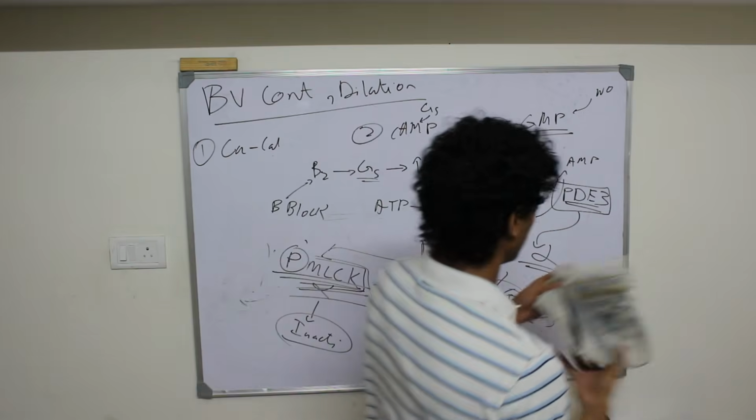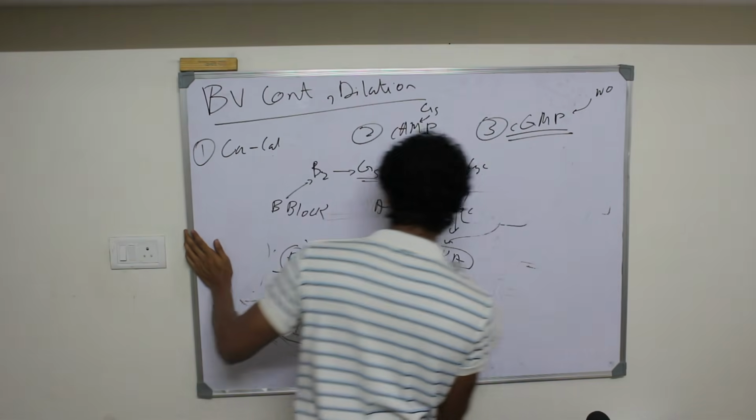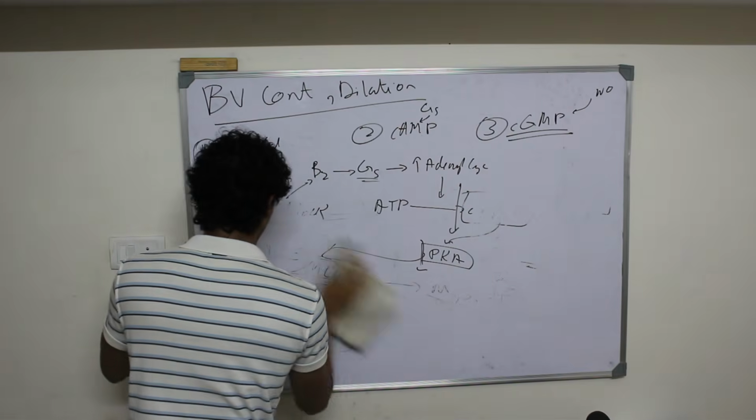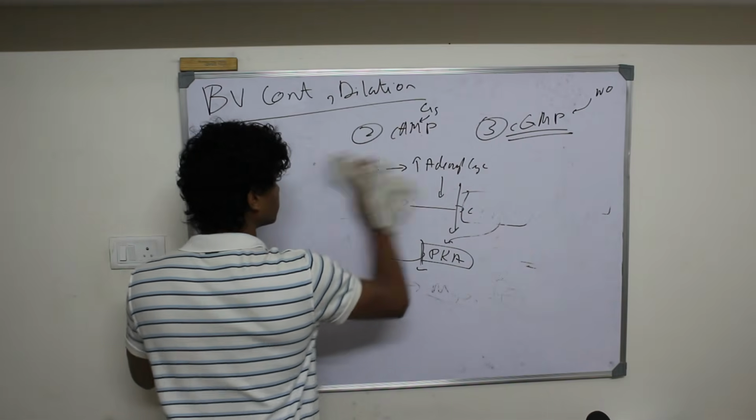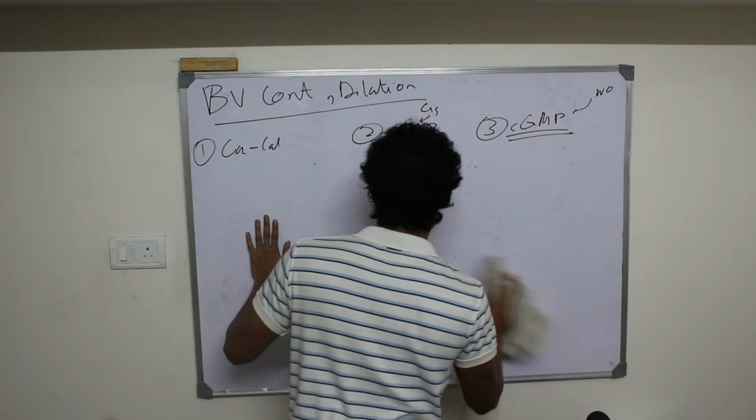Now moving on to our last and final pathway to consider, it's going to be your nitric oxide and GMP pathway. And there's also some receptors involved here.